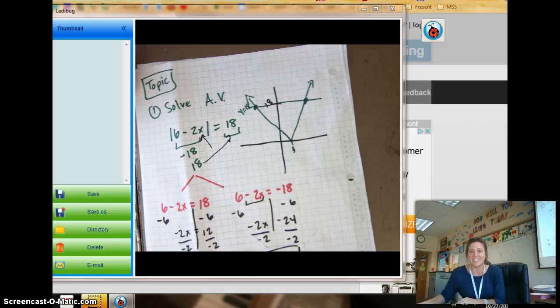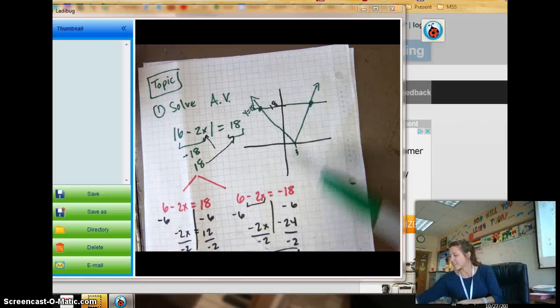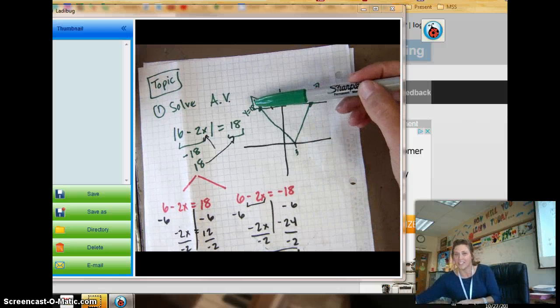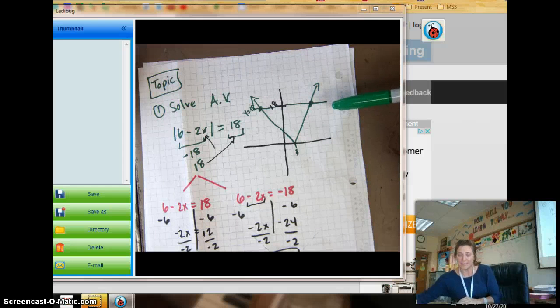Okay, so as you guys can see, there are these two answers that you couldn't see before. So this 18 crosses the line at 2 points.